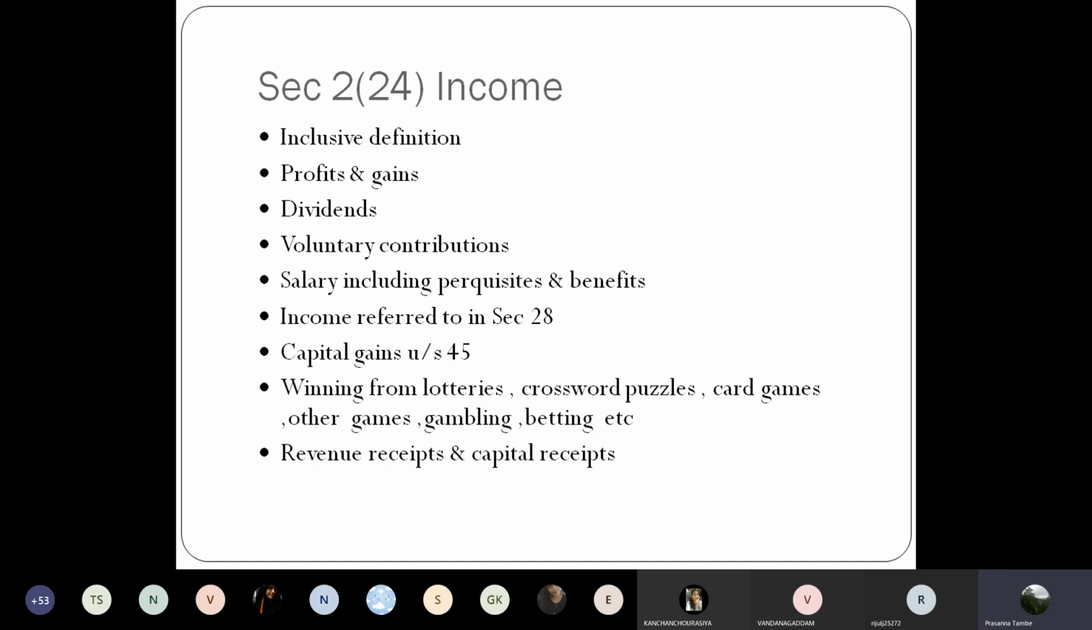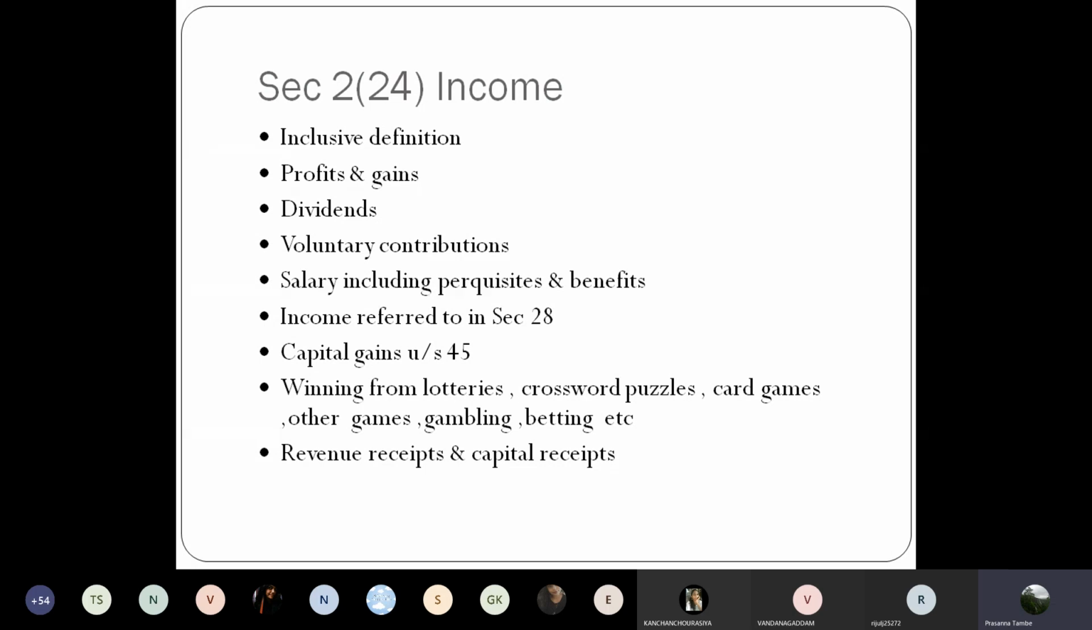Now, how do you compute this income? What is profit? What is gain? How do you actually calculate these profits and gains? All that we'll discuss under the head income from business or profession. So basically, those profits and gains are covered here.